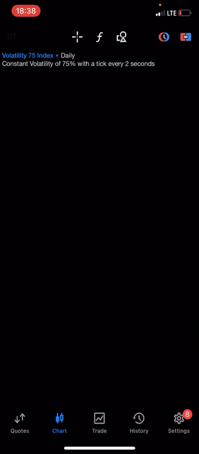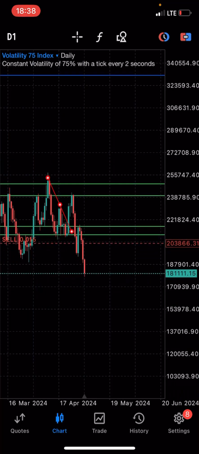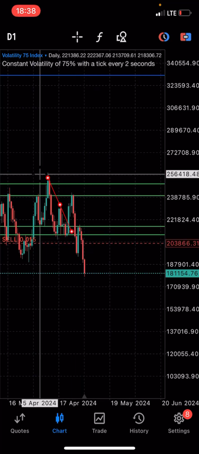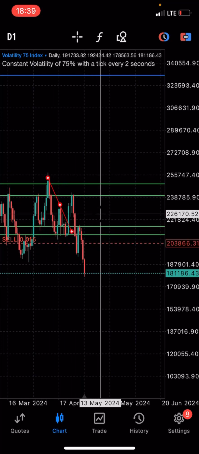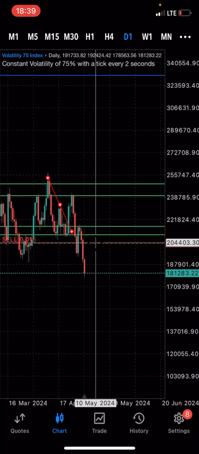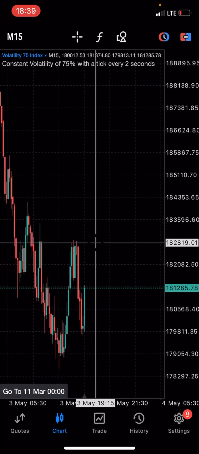Okay, let's start from the daily because I always talk about using the daily. On the daily time frame, we've seen that we have a huge downtrend from this level down. It's very obvious there is a downtrend, and our entry happened to start from here. Now, why did we get into that? Let's go to the 15 minutes.